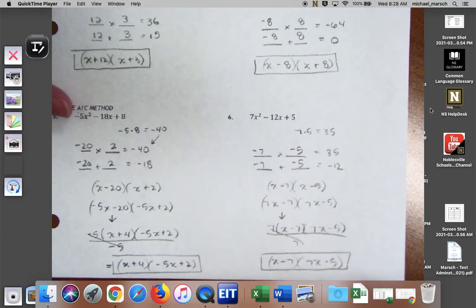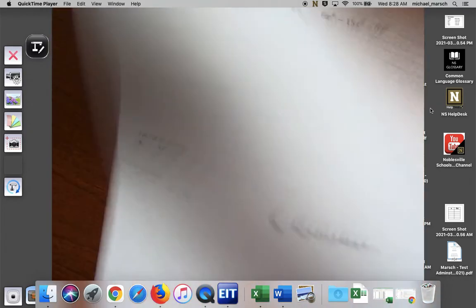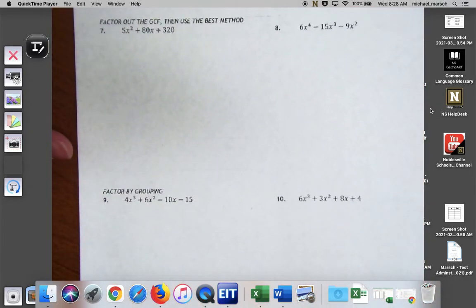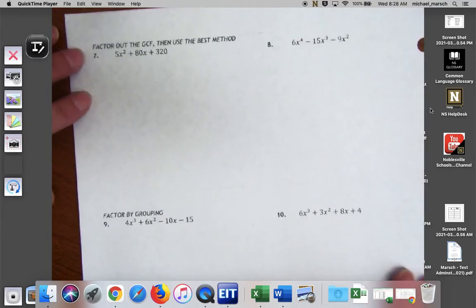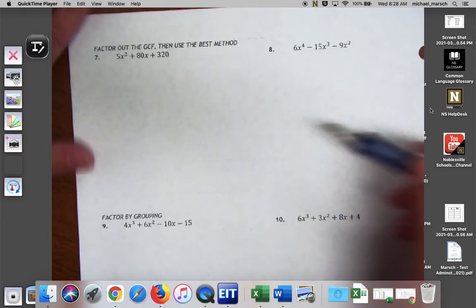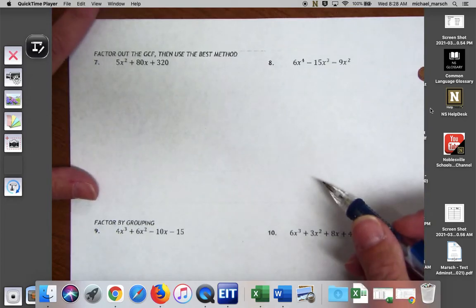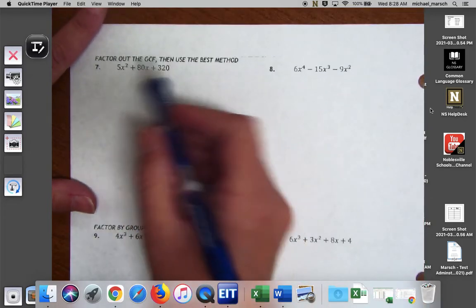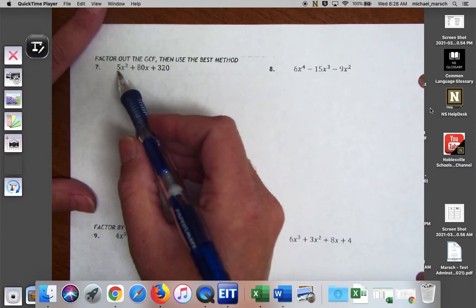Okay, so that is the front page, and then we'll go on to the back. All right, these number 7 and 8 are probably the hardest ones because you have a GCF, and then you have to decide, do you need to use the AC method or not. So let's look here at this first polynomial. Our GCF is going to be 5.